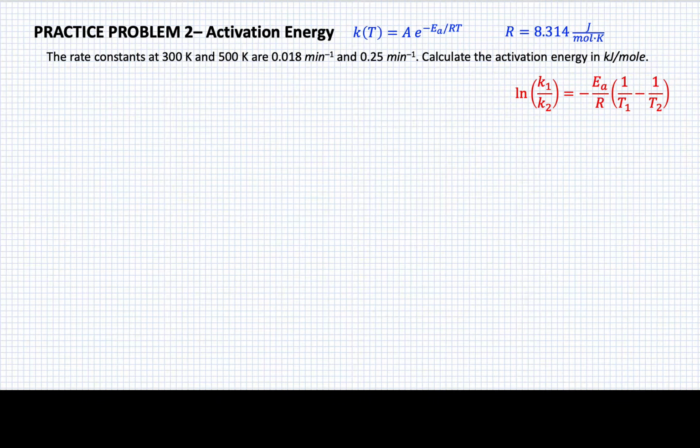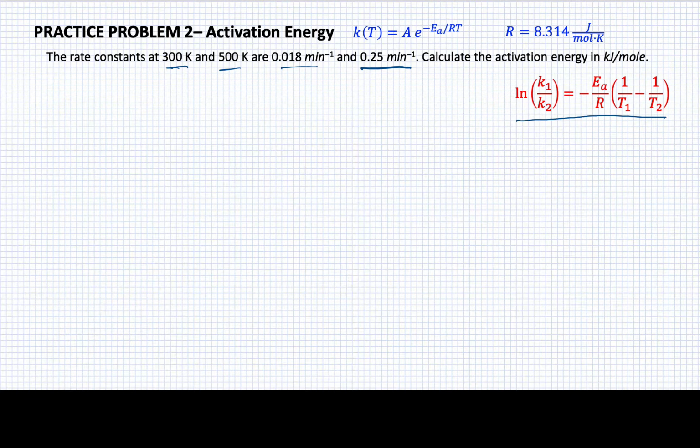In this problem, we're asked to calculate the activation energy given the values of the rate constants at two different temperatures. So this is clearly going to be the equation that we need to use because it shows the relationship between those two rate constants at different temperatures. Now, the information that we're given is given in Kelvin, which is fine. That's the temperature unit we need. And the two rate constants are given in the same unit, so we can take their ratio quite easily.